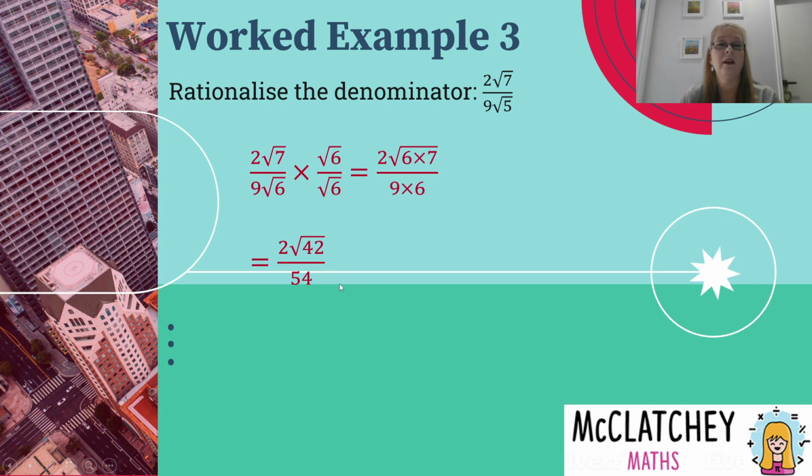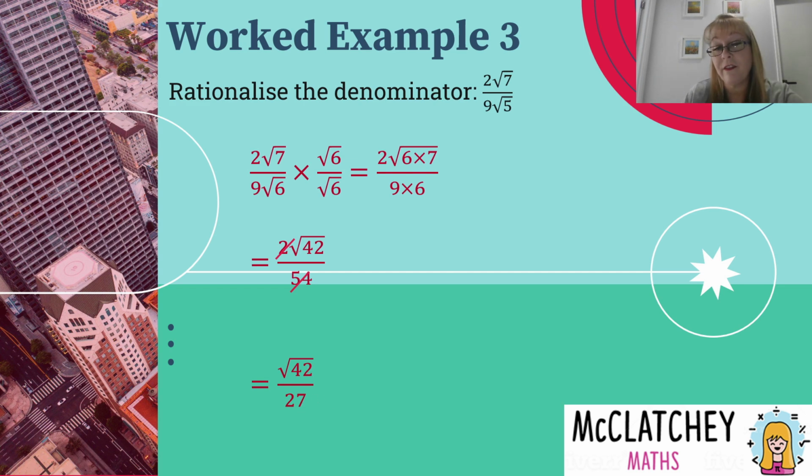Now here's where I need to put my thinking cap on. Firstly, I need to think about this number 42. Can I actually simplify that surd at all? And I've also got on the outside 2 divided by 54, or 2 54ths, and I can simplify that fraction for sure. 2 is the common factor for both of those. So let's cancel that out, and I've got over 27.